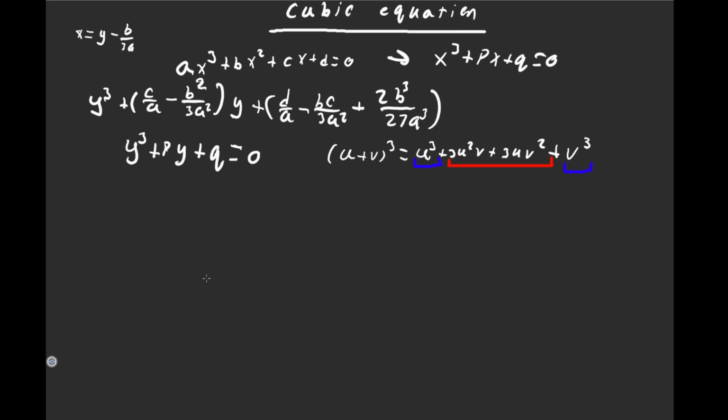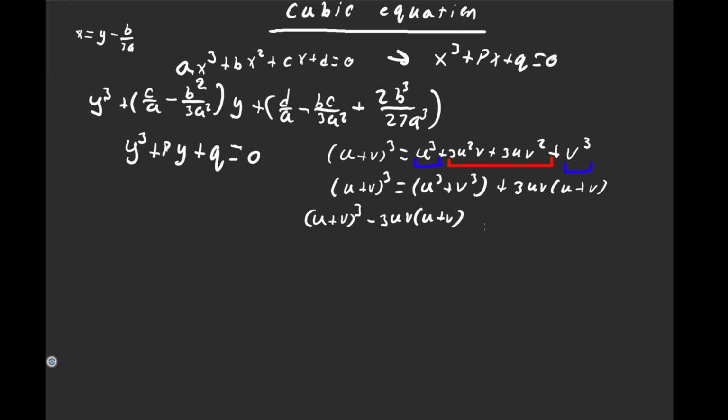So with that, we could get this expression above: x cubed is equal to u cubed plus v cubed plus, we can factor this out to get 3uv times u plus v. Now we just move it to the left-hand side, where we would end up getting u plus v cubed minus 3uv times u plus v minus u cubed plus v cubed is equal to 0.